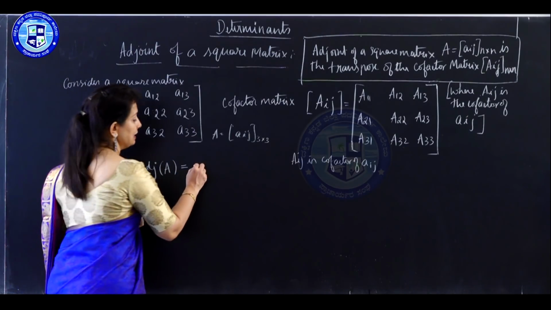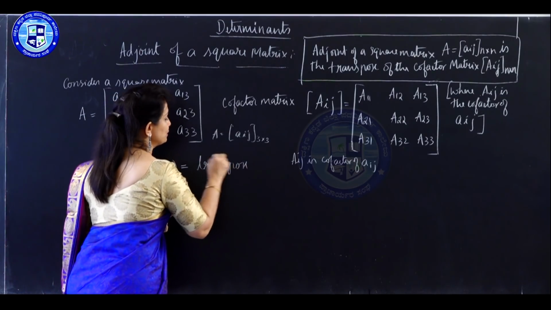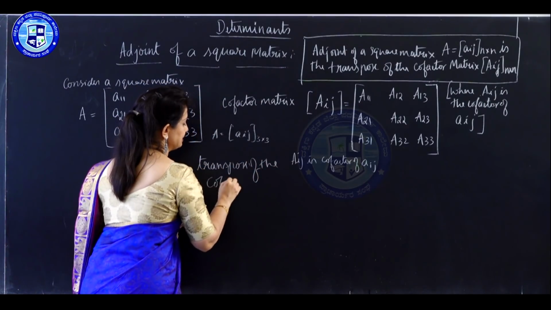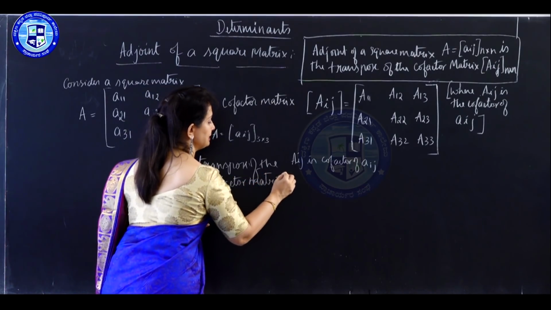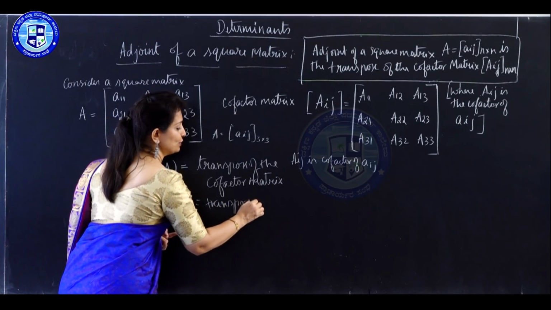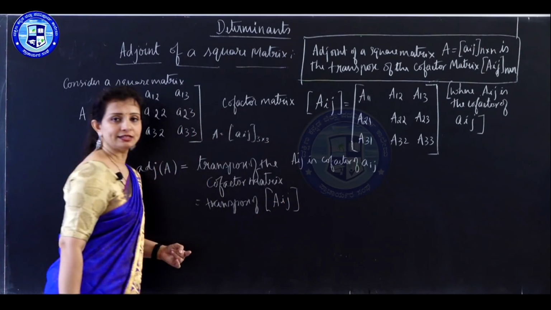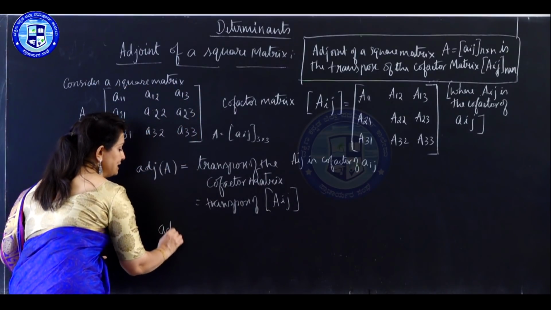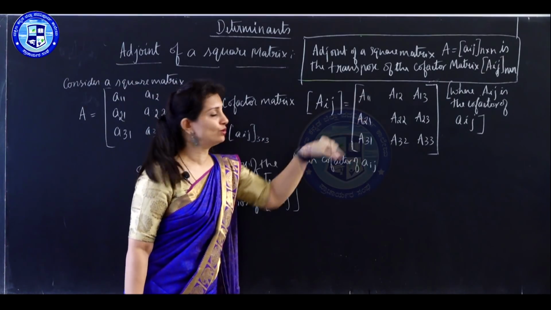Look at this. The adjoint of A is the transpose of the cofactor matrix. How will you denote the cofactor matrix? The cofactor matrix is Aij, so it is the transpose of Aij. How will you write that? So, adj A equals, write the transpose of this, interchanging the rows and columns.